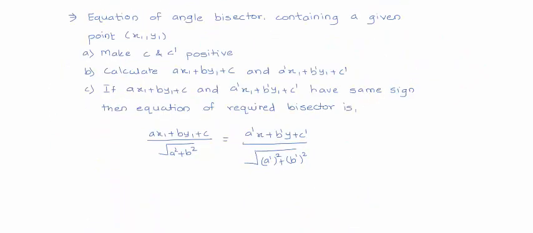The next concept that might be asked in entrance exams is the equation of the angle bisector containing a given point. So I have taken two lines L1 and L2. Let us say we have a point somewhere here. Let us call this point P as x1 comma y1. Now the question says find the equation of the angle bisector containing the point x1 y1. So we need the bisector of that angle, let us say this angle, which contains this point P. Okay, let us see the method.